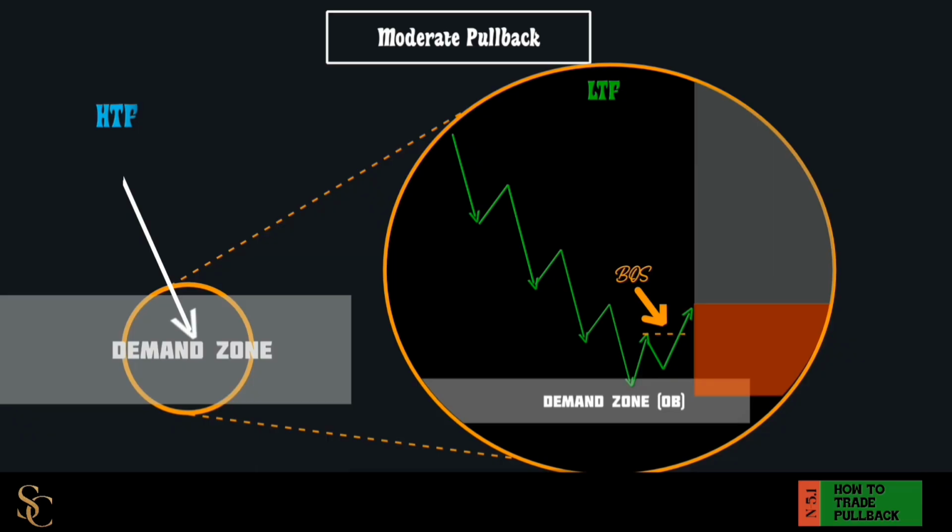Use multiple timeframes for confirmation. The HTF validates the trend and major zones, while the LTF confirms the pullback, BOS, and precise entry point. Only enter trades when both timeframes align, keeping your approach systematic.